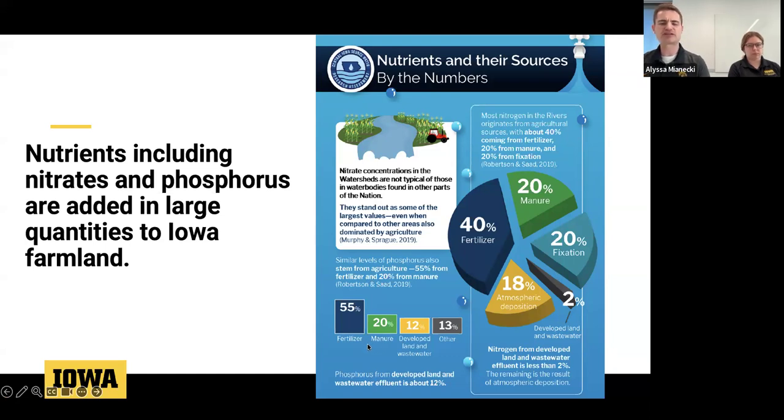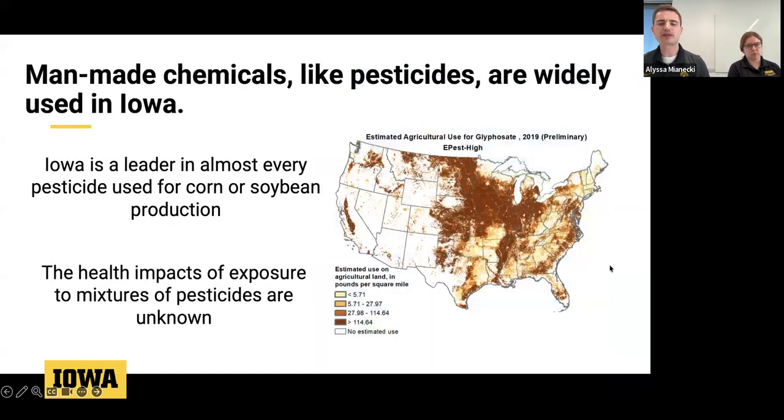This is the breakdown for phosphorus. Similar numbers in that we get about 5% coming from fertilizer, about 20% coming from manure. Urban and developed areas and wastewater treatment plants are a bigger source for phosphorus, but still not the main one.